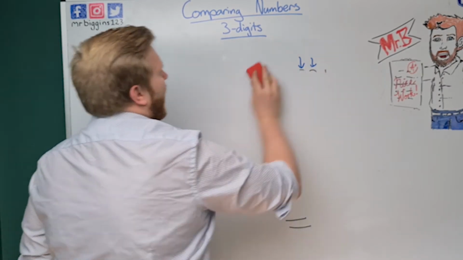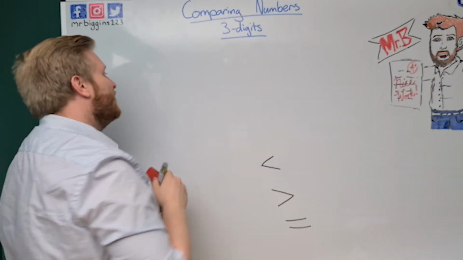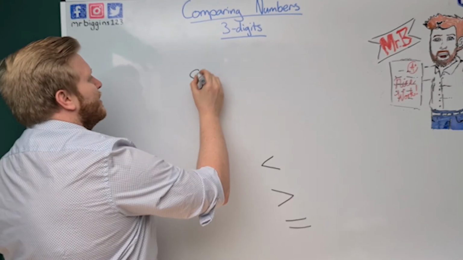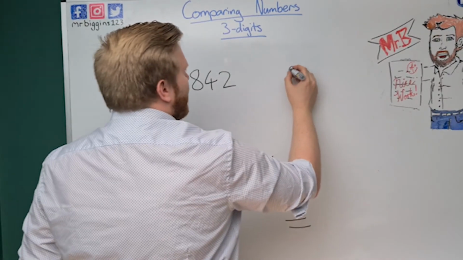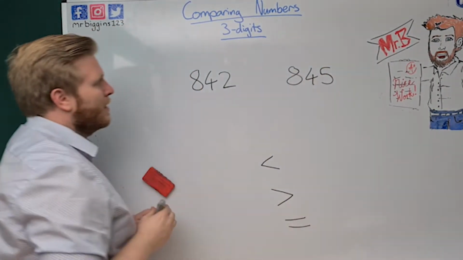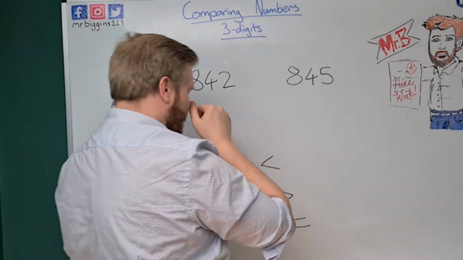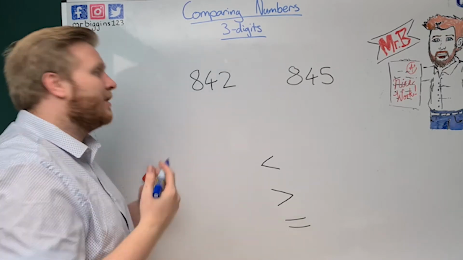But what happens if disaster strikes? Let's say we've got these numbers. Let's say we've got 8, 4, 2. And on this number, we're going to have 8, 4, 5. So I have 842, 845. I need to say which one is bigger. Which is the biggest number?